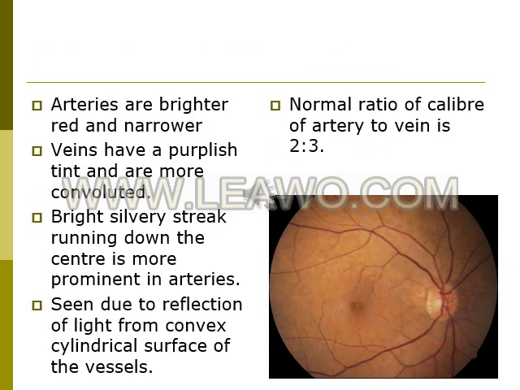Arteries are brighter red and narrower. Veins have a purplish tint and are more convoluted. A bright silvery streak running down the center is more prominent in arteries. It is seen due to reflection of light from the convex cylindrical surface of vessels. The normal ratio of caliber of artery to vein is 2:3.